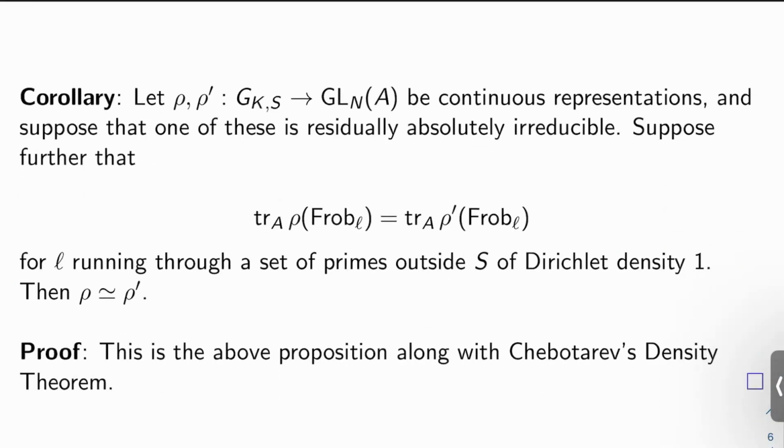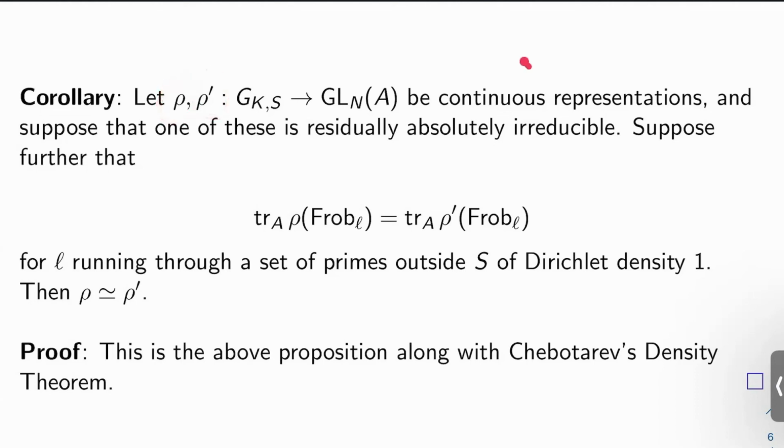So corollary: let rho and rho prime from some G_{K,S} to GLN of A be continuous representations, and suppose that only one of them is residually absolutely irreducible. Suppose further that the A trace of rho of Frobenius at l is equal to the A trace of rho prime of Frobenius at l, not even for all primes though, just for all primes running through a set of primes outside S. And remember, S is a finite set of primes. And not even all primes outside of S, just all primes outside of S in a set of Dirichlet density 1. Then rho and rho prime are still isomorphic.